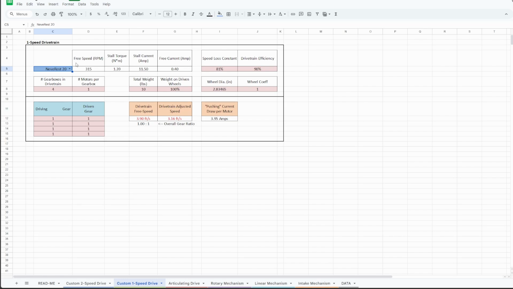If we were to slap on NeveRest 20 motors, we would see that with our current solution, we're moving at 3.9 feet per second, which is still pretty quick. We're also seeing that our pushing current draw is 3.95 amps, which is well under our stall current. So I wouldn't say we're never going to stall, but we're not really stalling when we're trying to push something. Stall torque is 1.39, so we're not going to be pushing many things, but we're not going to stall, which is great. It'll just spin our wheels while we're trying to move forward.